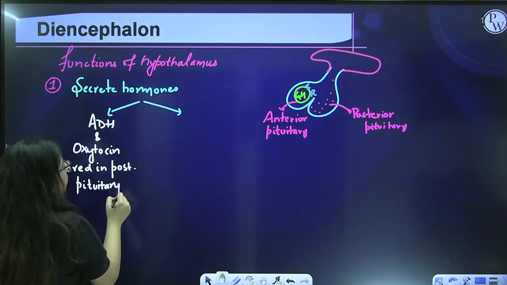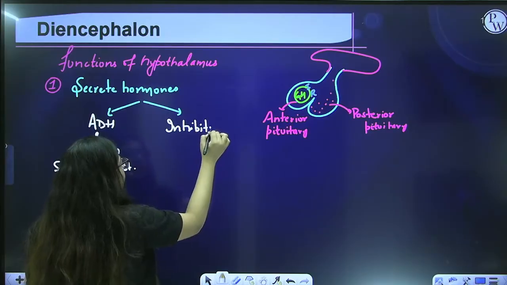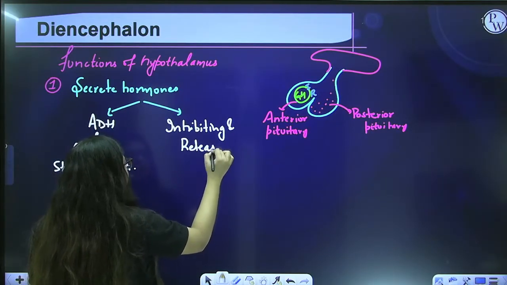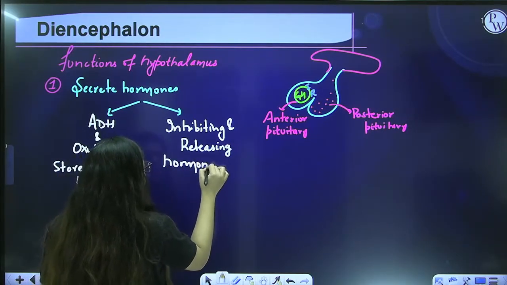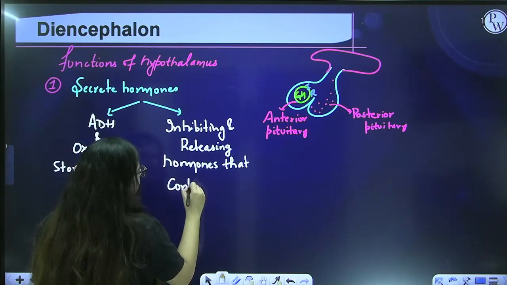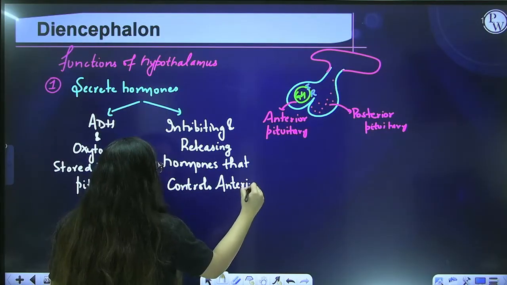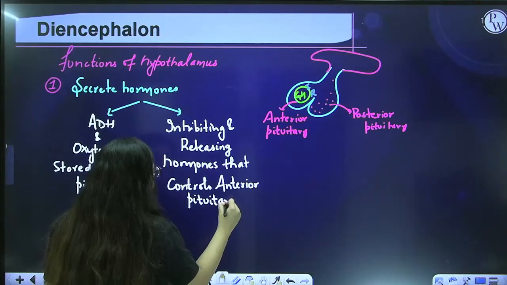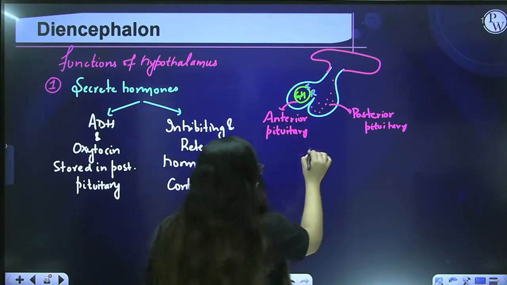All right. Whereas it also secretes inhibiting and releasing hormones that control the anterior pituitary. Okay. All right. So what are the other functions performed by the hypothalamus?